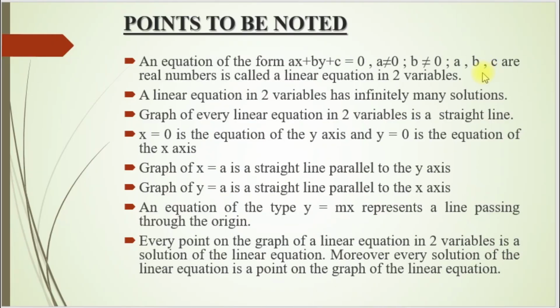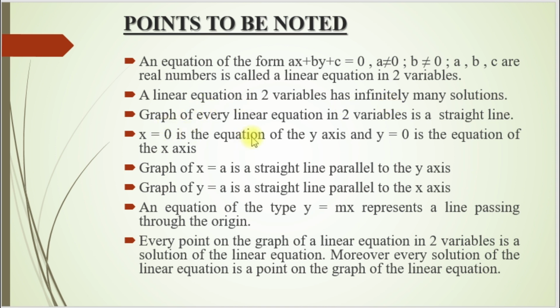We have seen many important points in this chapter, so I have summarized those points like this. First one: an equation of the form ax plus by plus c is equal to 0, where a is not equal to 0, b is not equal to 0, and a, b, c are real numbers, is called a linear equation in two variables. Second point: a linear equation in two variables has infinitely many solutions. We have already seen that.